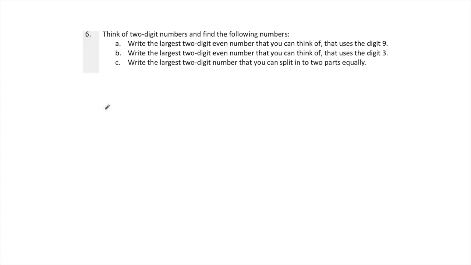For part A of this problem, we have to find the largest 2-digit even number that uses the digit 9. And since 9 is an odd number, it has to be our first digit, as even numbers can only end in 0, 2, 4, 6, or 8. And out of these 5 numbers, 8 is the largest number, so 98 would be our answer to part A.